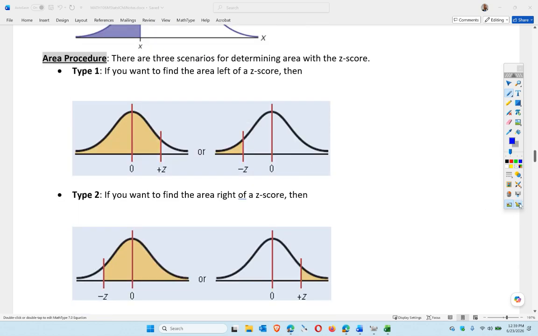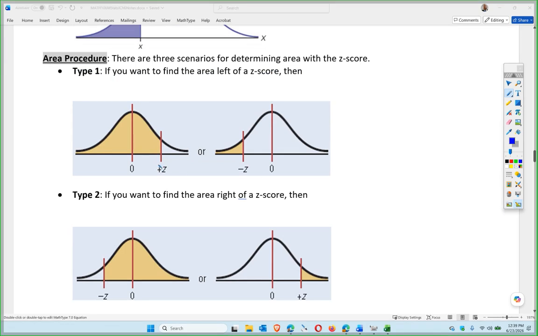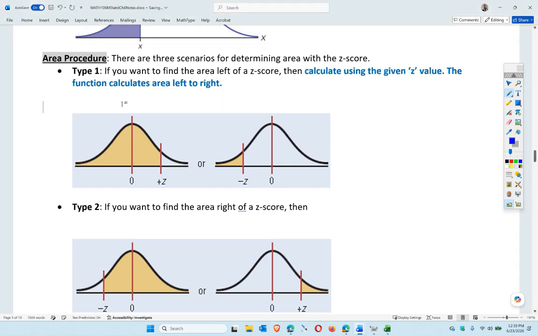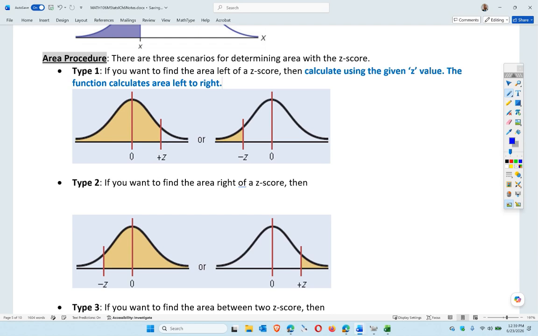Okay, so first off, the easiest version of the 3, type 1, which is you want a positive or negative z-score location, and you want to know the probability or the area. Again, area and probability are being interchanged. Because if you're doing the actual calculus, it's area under the curve, but the area is probability in statistics class. So if I want to do the area to a positive or negative z-score, left to right, I don't need to do anything special because the function in the spreadsheet does it automatically. So all I have to do is calculate using the given z-score. Because the area is calculated left to right, I don't need to do anything special.